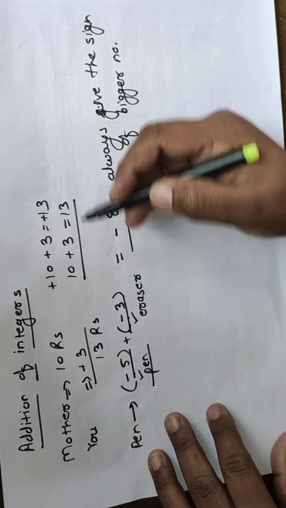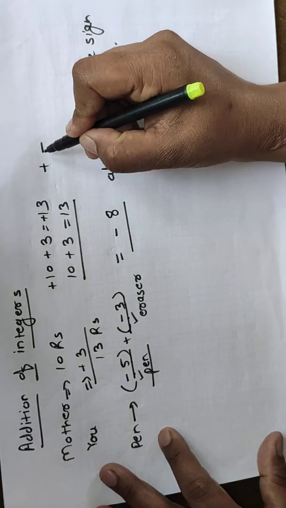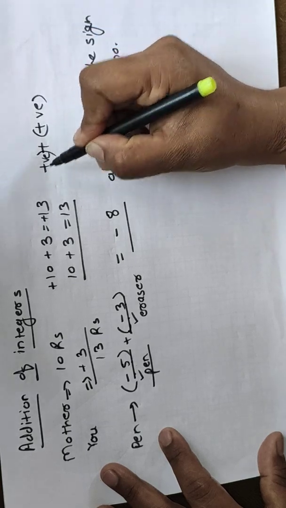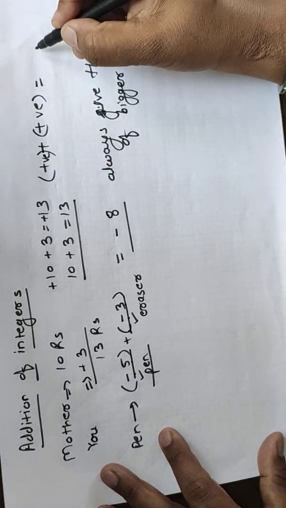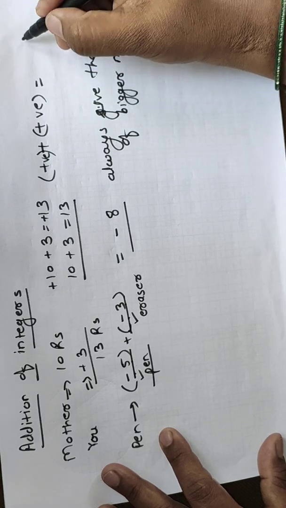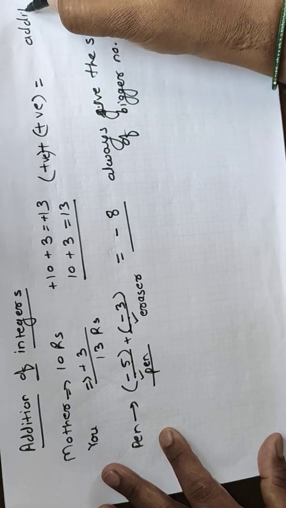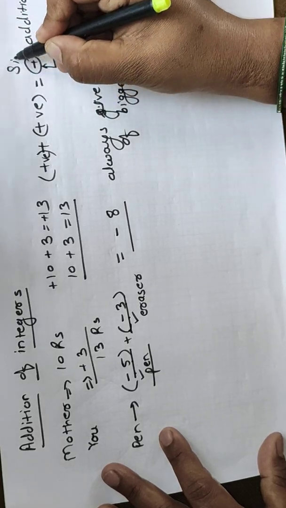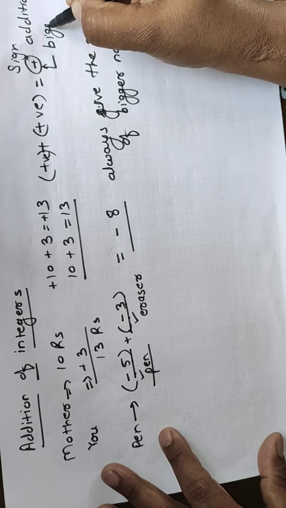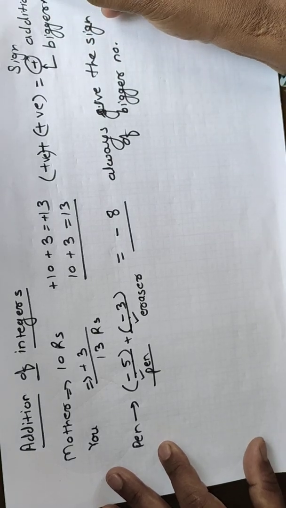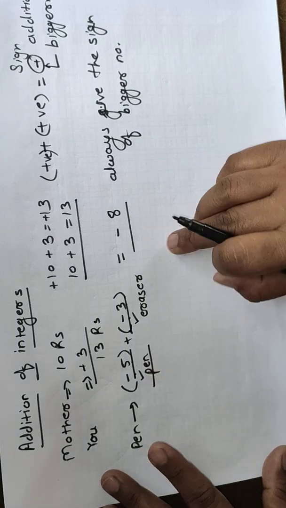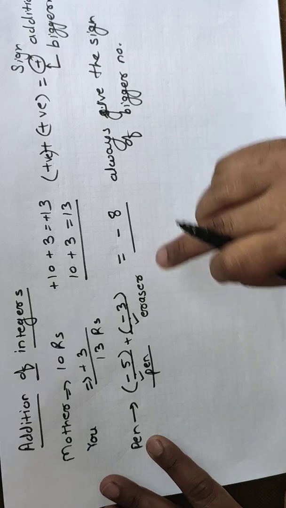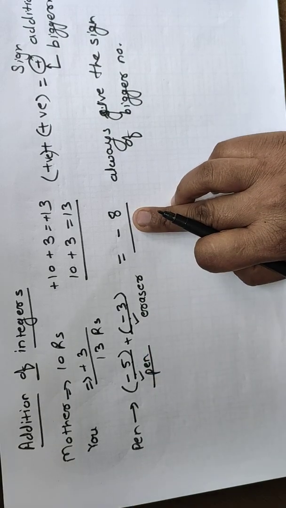Now let us see positive number addition, positive number plus positive number. For its answer we have to do the addition only, and the sign will be that of the bigger number. Here also, if both numbers are negative, we have to do the addition only, but the sign we give is that of the bigger number. Here the bigger is 5 and its sign is negative.